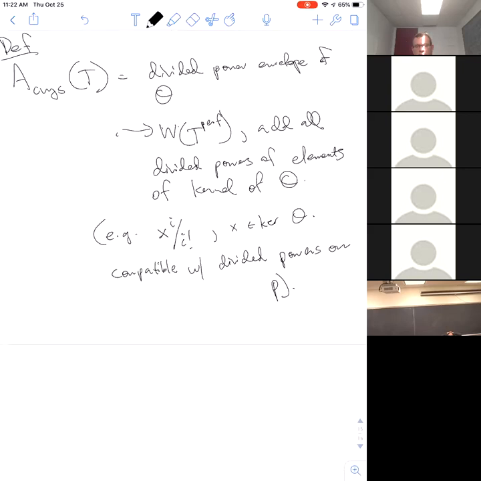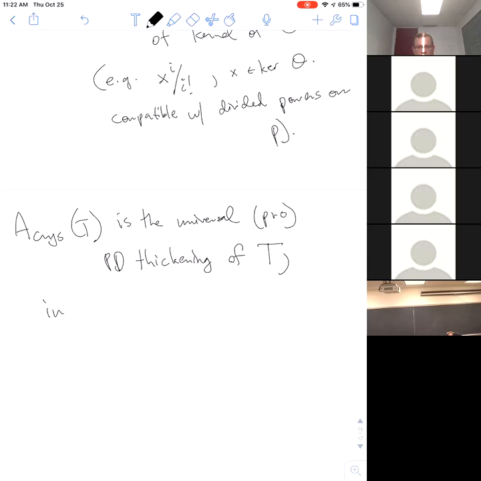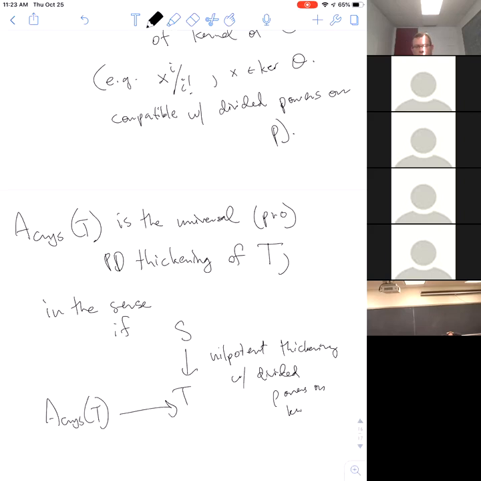So the idea is that this ring A cris of T is a universal, well, again, in a pro sense, a universal pro-PD thickening of T, in the sense that if I have a map S to T, which is a nilpotent thickening with divided powers on the kernel, then there's a natural map, first of all, from A cris of T back to T, but then the claim is that it naturally lifts to S.